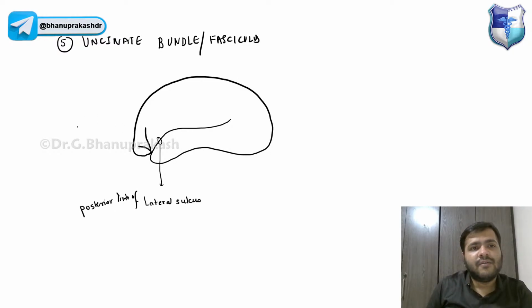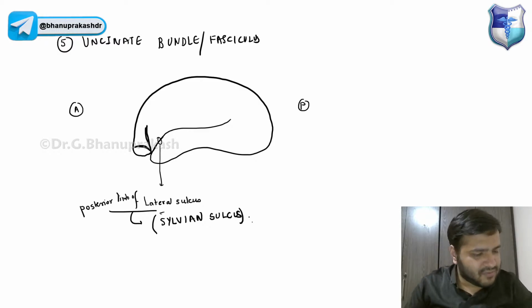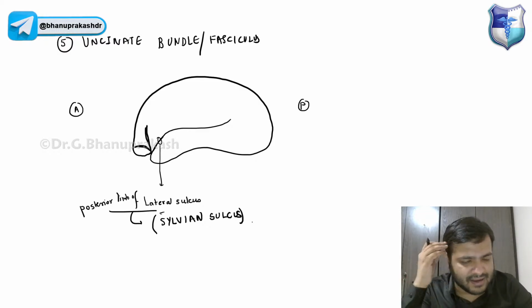You already know, we have anterior ये है, posterior ये है. So obviously एक आगे की तरफ जा रहा है anterior, ऊपर जा रहा है we have the ascending limb of the lateral sulcus, और ये जो पीछे जा रहा है इसको posterior limb of the lateral sulcus भी बोलते हैं, या इसको सिल्वियन sulcus भी बोलते हैं। It is also called the Sylvian sulcus, especially the posterior limb.